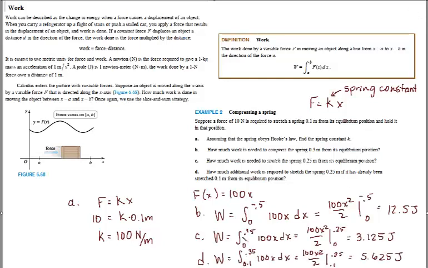Okay, C was pretty straightforward, just wanted to know from 0 to 0.25. In D, they wanted to know how much additional work is required to stretch the spring 0.25 meters if it's already been stretched 0.1 from equilibrium, so they just mean for you to go from 0.1 to 0.35, and same integral computation on all of them. Fairly straightforward on that one.